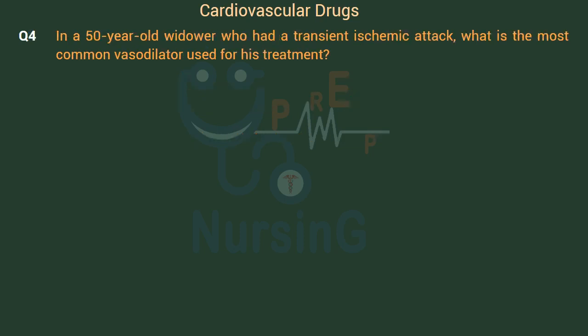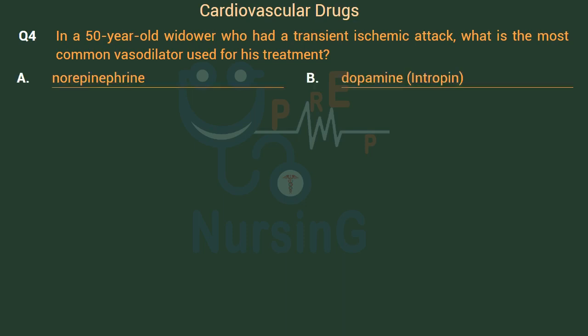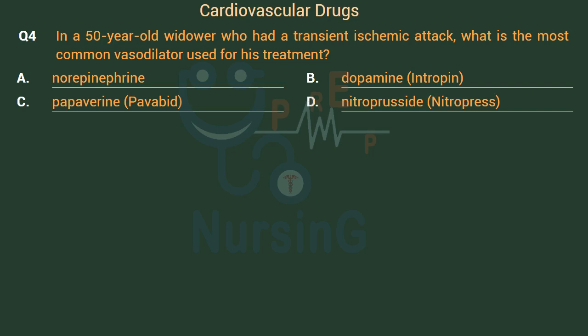In a 50-year-old widower who had a transient ischemic attack, what is the most common vasodilator used for his treatment? Option A. Norepinephrine. Option B. Dopamine, Intropin. Option C. Papaverine, Pavabid. Option D. Nitroprusside, Nitropress. Right answer is Option D.